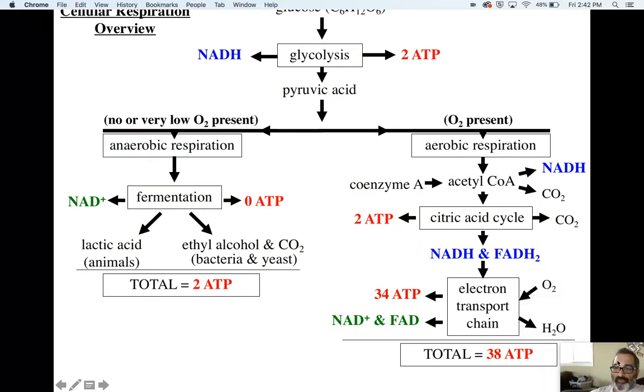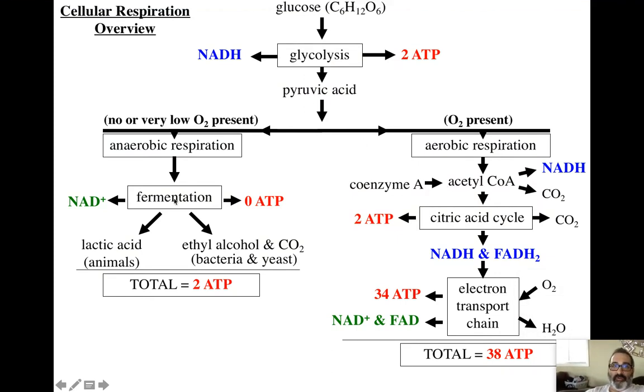Now let's tie this whole thing together. Let's go over this. Let's first do the anaerobic pathway, then we'll do the aerobic pathway. It starts with glucose. Glucose gets broken down through glycolysis. NADH is made, 2 ATP are made, and pyruvic acid is produced during glycolysis.